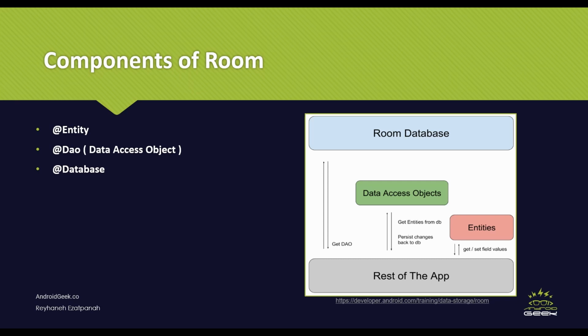And the last one, database. This is an abstract class that extends a Room database. This is where you define the entities and the version number of your database. It contains the database holder and serves as the main access point for the underlying connection. Okay, done with an explanation. Let's start the implementation of Room database in Android.